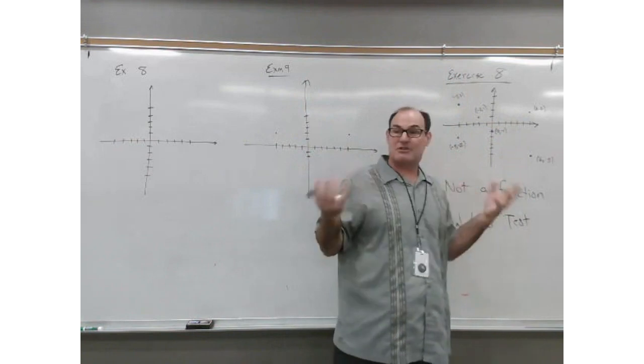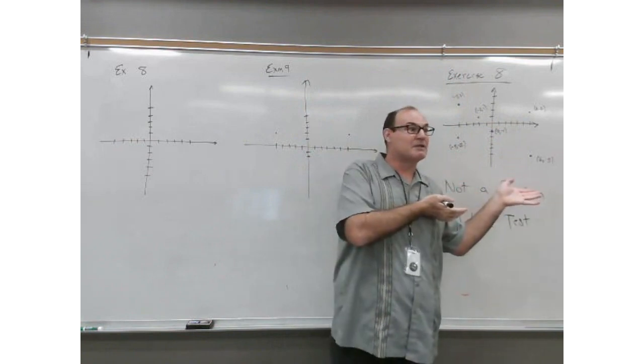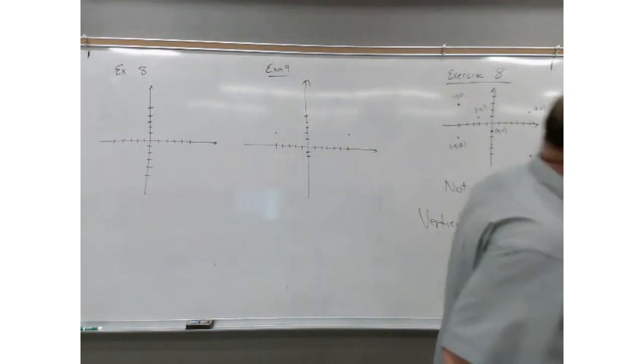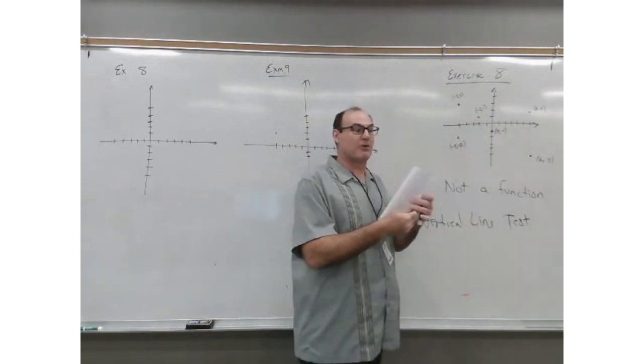Now, if I was close to my office, I could run back and get my yardstick, which I don't have because I'm not that bright. So we're going to use this piece of paper as my vertical line.